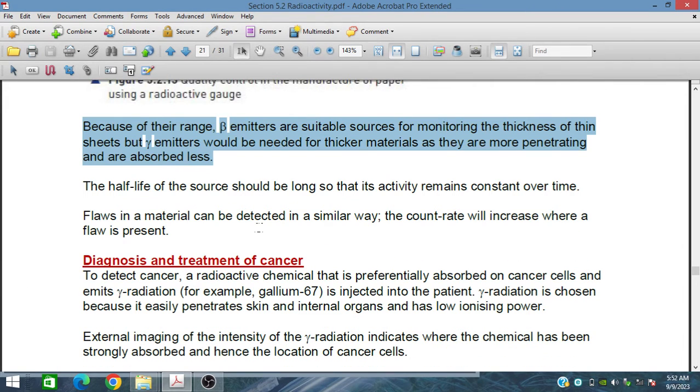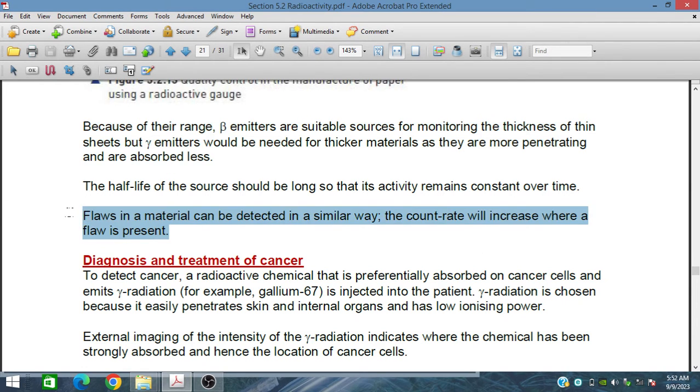Flaws in the material can also be detected. In a similar way, the count rate will increase where a flaw is present. This means material is not present there, so more radiation penetrates and the count rate will increase.